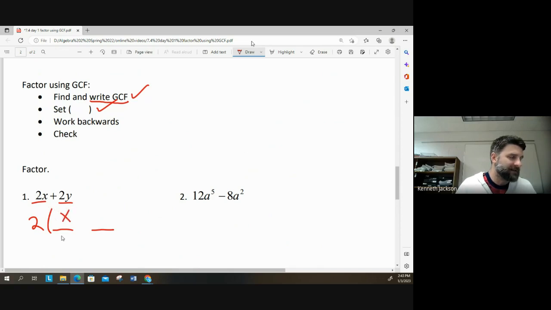Well, that would be x. Plus, because it's a plus sign. What times 2 could you put here in the second spot that when you multiplied it, you'd end up with 2y? Well, that would be y. And this is our first factoring problem.